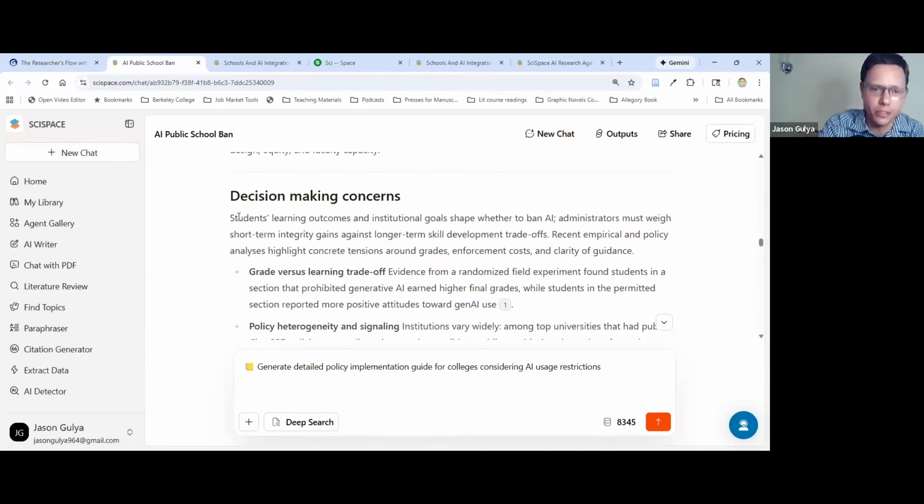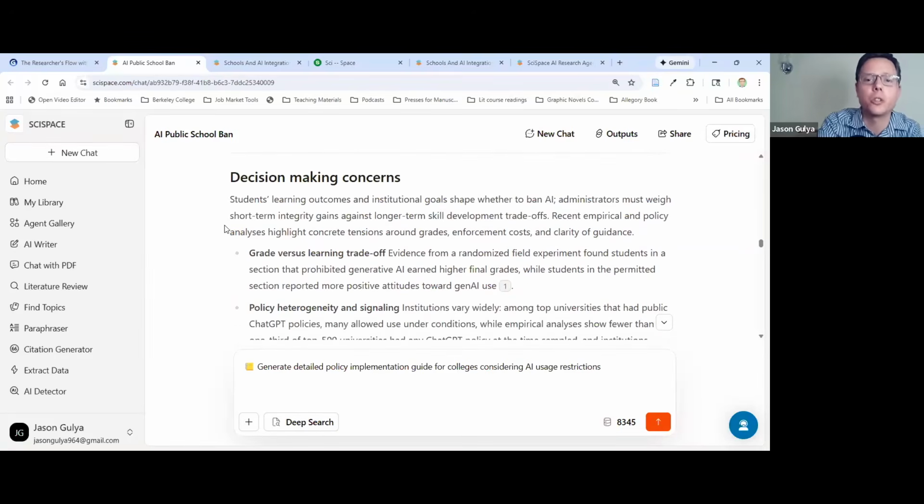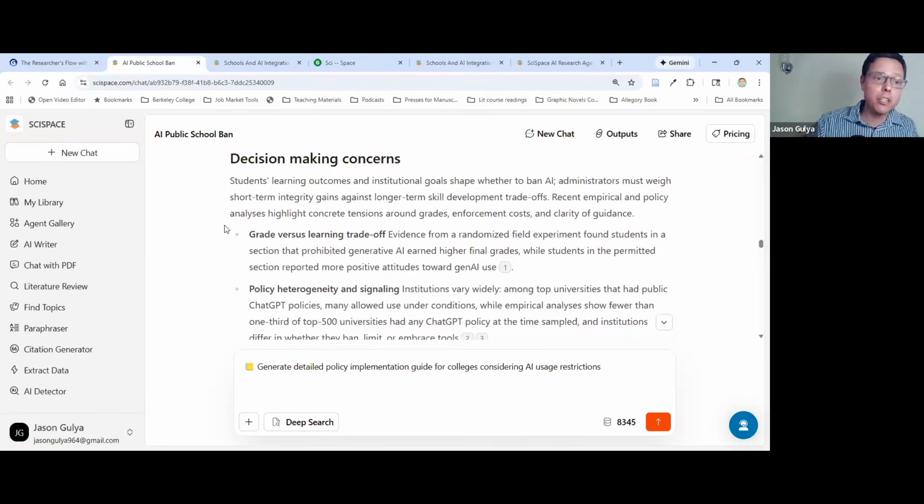So, decision-making concerns. Students' learning outcomes and institutional goals shape whether to ban AI, right? So right off the bat, it's letting me know what concerns I should focus on. What are the outcomes we want students to get? What are the institutional goals? And that is far more nuanced than the other one. Because what that suggests is that the way we approach AI isn't just as is, it depends on where you're teaching. If you are at a liberal arts college, maybe your approach is different than at a technical college. So it allows much more nuance, and that's because of the research question itself.